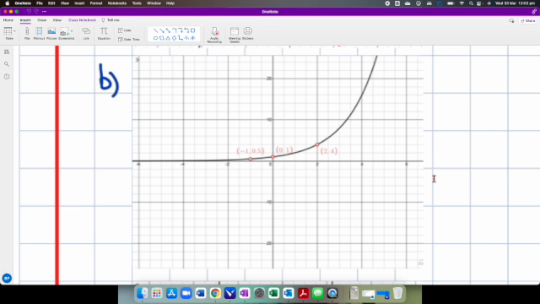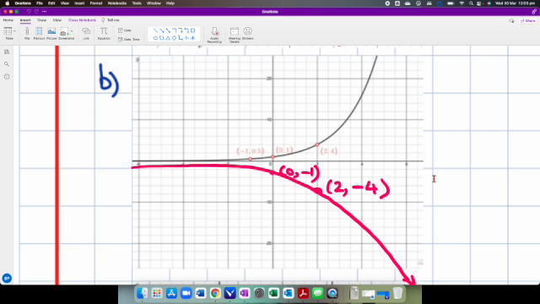That's 2 to the power of x. So if I was to sketch it, it would look something like that. Literally flipped over. And this point here is now the point (2, -4), and (0, -1). They're just flipping over. Is that okay?